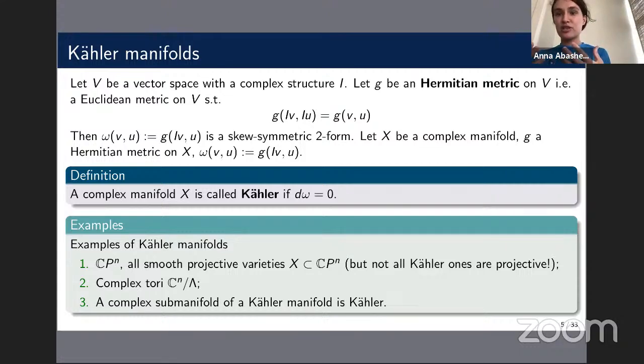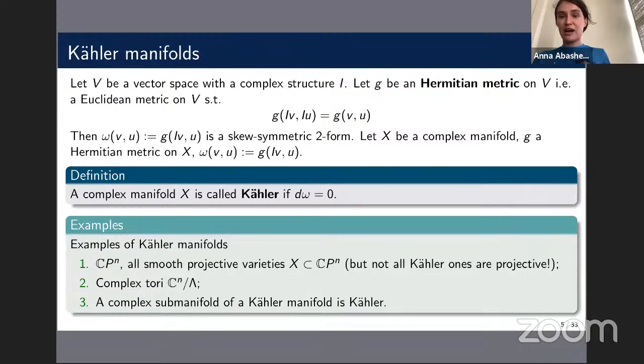By a complex torus, I mean a quotient of Cn by a lattice. It is well known that some complex tori are algebraic and some complex tori are not. And in fact, almost all complex tori are non-algebraic. And an instance of the first example, where I said that every submanifold of CPN is Kähler. A third example: a complex submanifold of a Kähler manifold is Kähler.